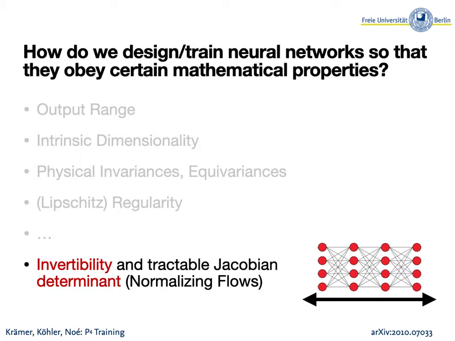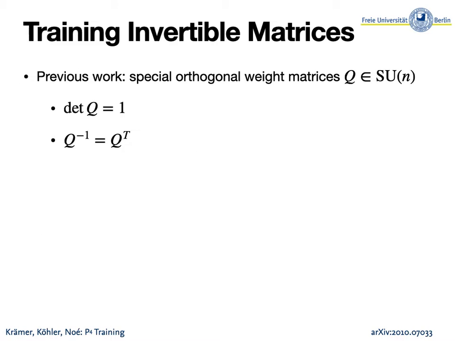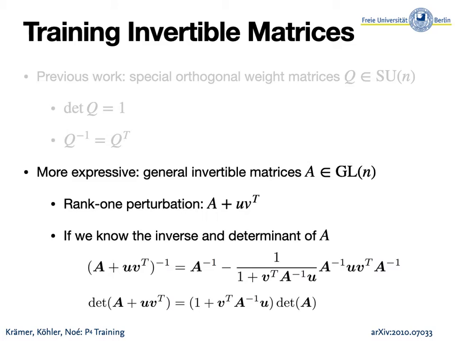In this work, we are primarily interested in training linear layers that we can easily invert and compute their determinant. This is because we want to use them in the context of normalizing flows, where both these properties are crucial. So how can we train invertible matrices? Previously, others have used orthogonal matrices as their inverse and determinant are easy to compute, but this is still quite restrictive. Instead, we want to be able to generate arbitrary invertible matrices, and here's how this works.